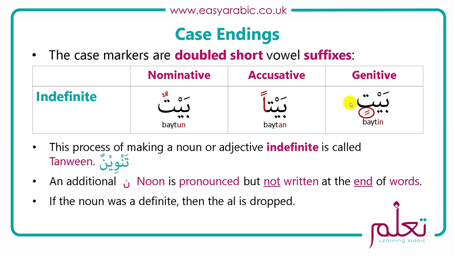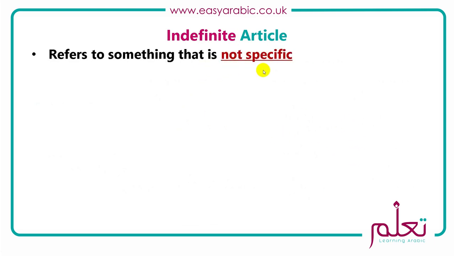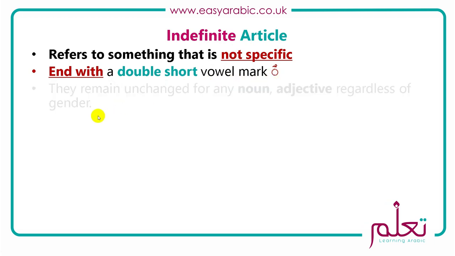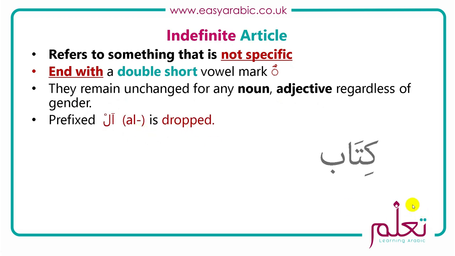So here we go, you can see, like I said, I highlighted these. The indefinite article, in short, then refers to something that is not specific. It ends with a double short vowel mark, and the sign remains unchanged regardless of the gender. And also, if it's prefixed with an al, the al is dropped. So here we go. We've got kitabun.